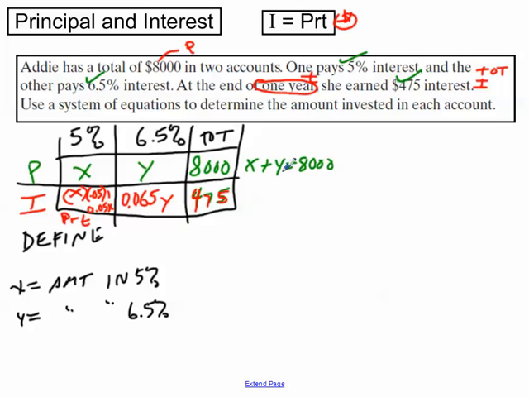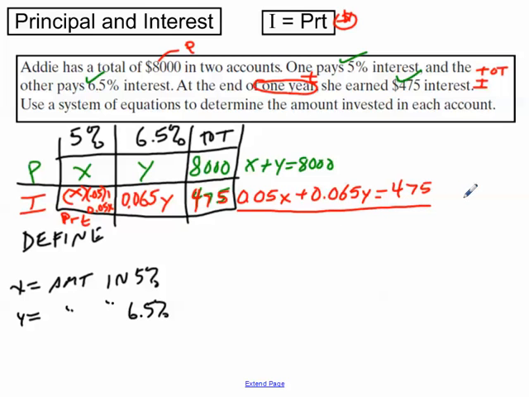Now I can set up my system of equations using x plus y equals 8,000, because x amount in 5% plus y amount in 6.5% gives me a total of 8,000. And by the same token, in red: 0.05x plus 0.065y equals 475. So now we've got our system of equations right there.